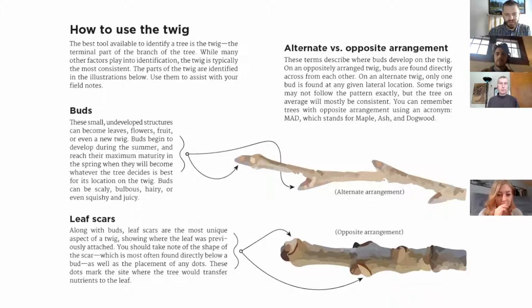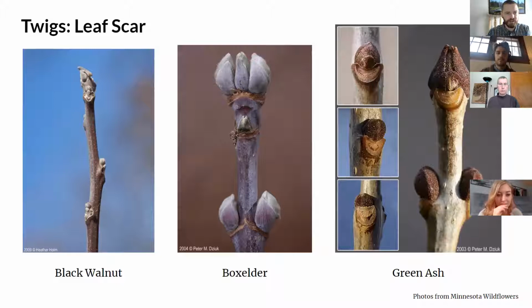And then the other thing I want to talk about is leaf scars. This photo is good, but I actually want to show you this slide first. So a leaf scar on a twig is another really excellent identifier. I'd say buds and leaf scars are the two most important in combination with the alternate versus opposite arrangement. They're so unique to most plants.